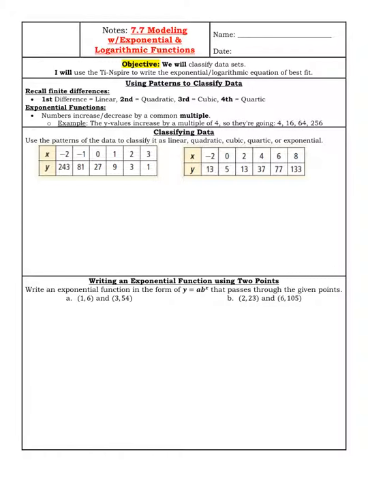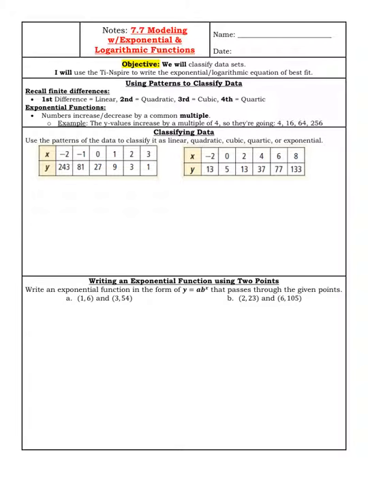So this first section, kind of relating it back to what we've done earlier, I give you a table. You're going to classify it. It could be linear, quadratic, cubic, quartic, or exponential. So in the past, we've covered this: the first difference, second difference, third difference, fourth difference, all that stuff. So that's by subtracting, doing the one in front of it minus the one behind it. So like 1 minus 3, 3 minus 9, 9 minus 27, 27 minus 81, 81 minus 243.